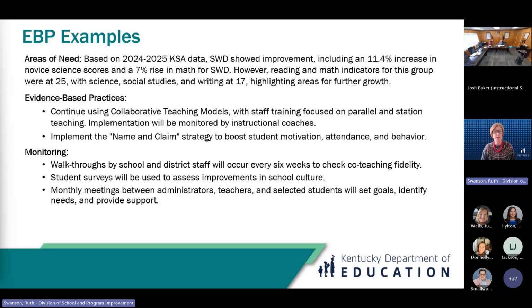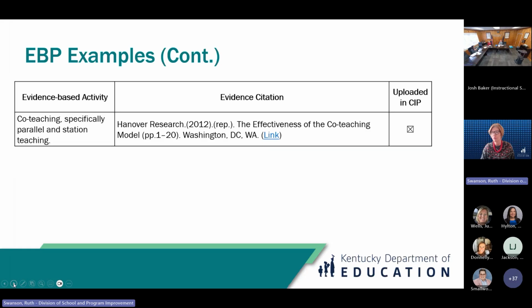They also mentioned the name and claim strategy because they're looking to boost student motivation and take care of some behavior issues, attendance, and those types of things. And then they specifically lay out how they're going to monitor this. There's going to be walkthroughs by the school and district staff, tells how often. There's going to be student surveys to gauge improvements in the school culture. And then they're going to have monthly meetings to look at their goals, identify the needs, and provide additional support. So again, we should see these activities in the CSIP goal building template, if these are what has been determined that you're going to do moving forward.